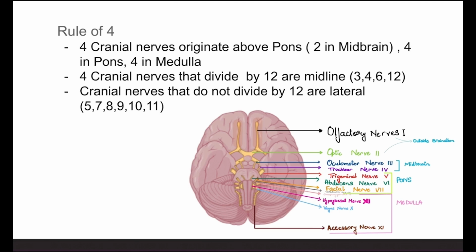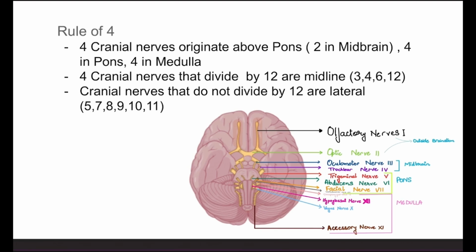So according to the rule of 4, there are 4 cranial nerves that originate above the pons. Olfactory, optic, oculomotor, trochlear, they originate above the pons. Out of this, olfactory and optic arise outside the brainstem. So let's throw them out. So in the midbrain, you are left with 2 cranial nerves, oculomotor and trochlear. Then there are 4 cranial nerves in the pons, as you can see: trigeminal, abducens, facial and vestibulocochlear.